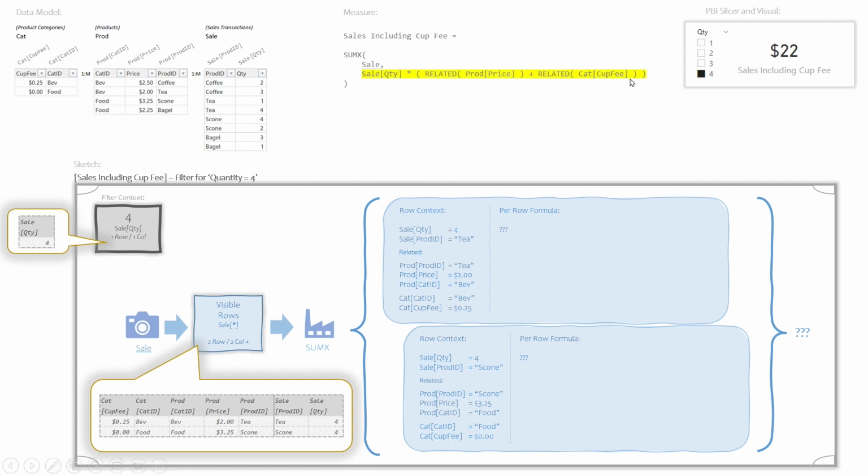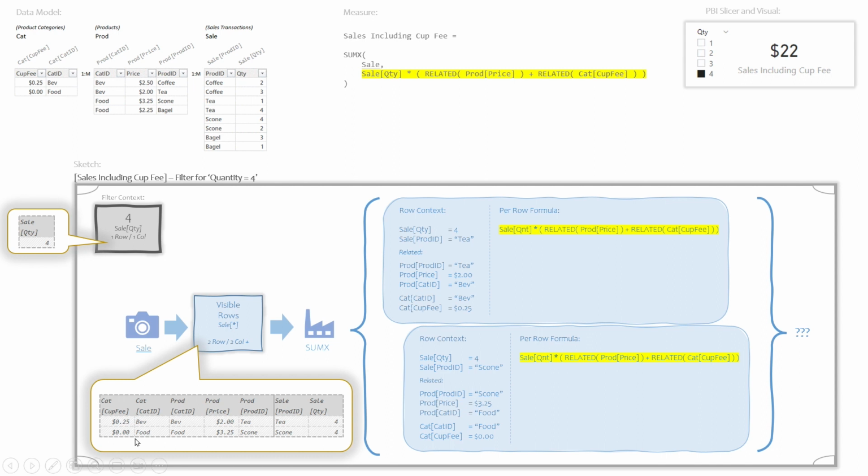There it is. This is the per row formula, which, as the name suggests, is the formula that we're going to run once per row. Since we've got 2 row contexts, or 2 rows, we're going to run this formula here, and we're going to run it there. Whatever we type in here is going to get run in each and every row. We've got 2 rows in this case, so it's going to get run twice. If we had 200 row contexts, the per row formula would run 200 times. If we had 2 million row contexts, the per row formula would run 2 million times.